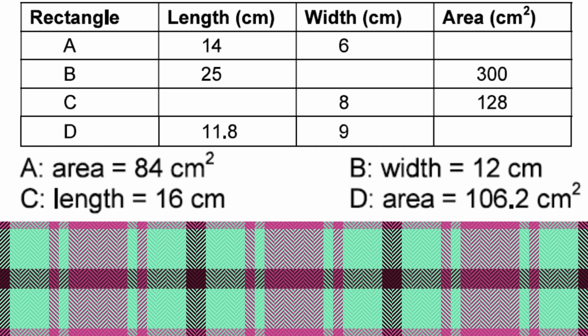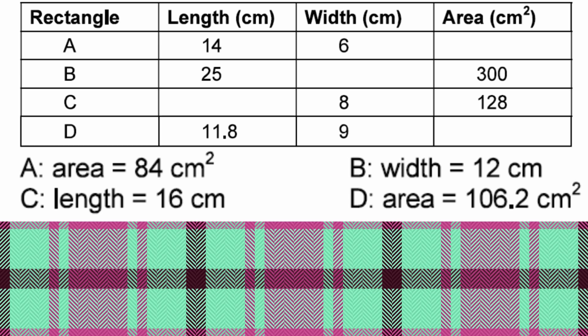For rectangle B, you are given the length and you're also given the area. So what you need to do is take 300, the area, 300 centimeters squared, and divide by 25. Doing that, you will find what the width would be for that particular rectangle. 300 divided by 25 equals 12 centimeters. So the width equals 12 centimeters.